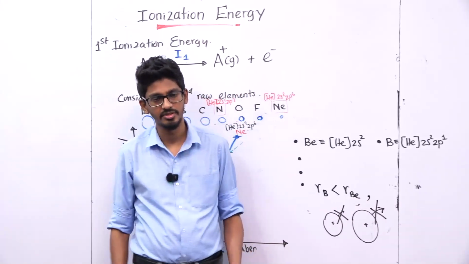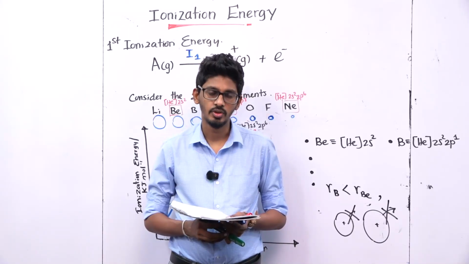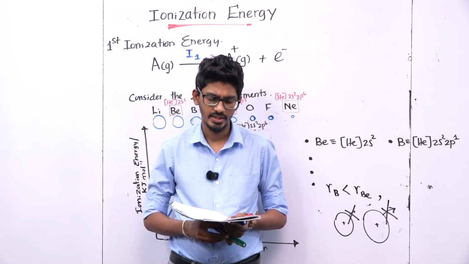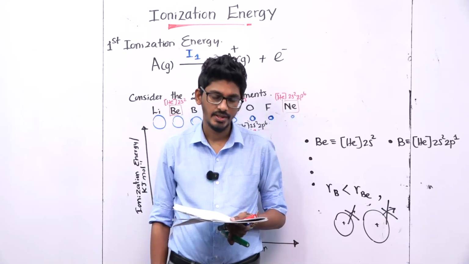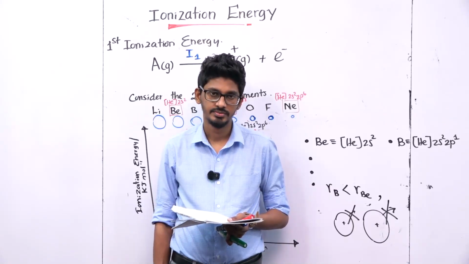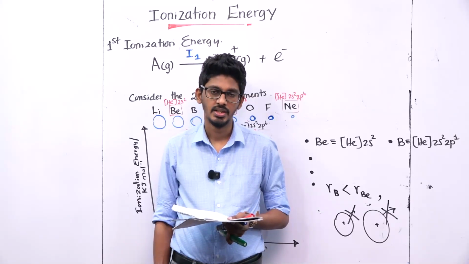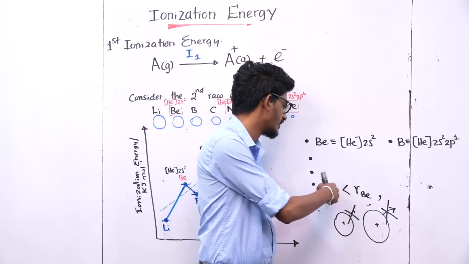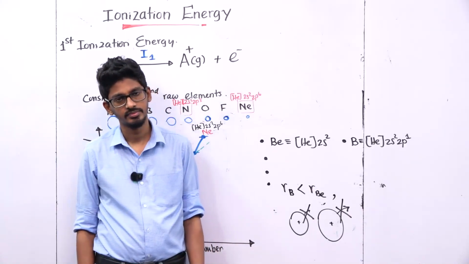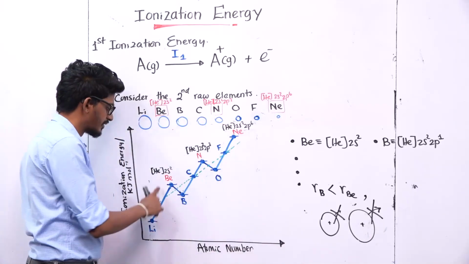Within brackets, just write: boron is not with such a stable configuration like in beryllium. That is why boron releases the electron more easily than beryllium. Okay, that is about this string.